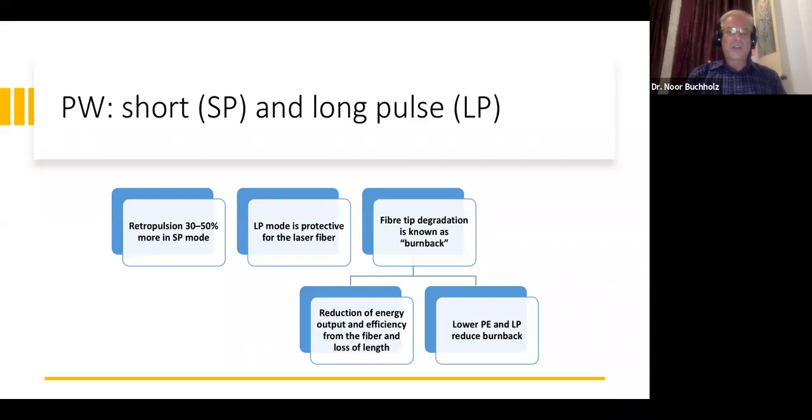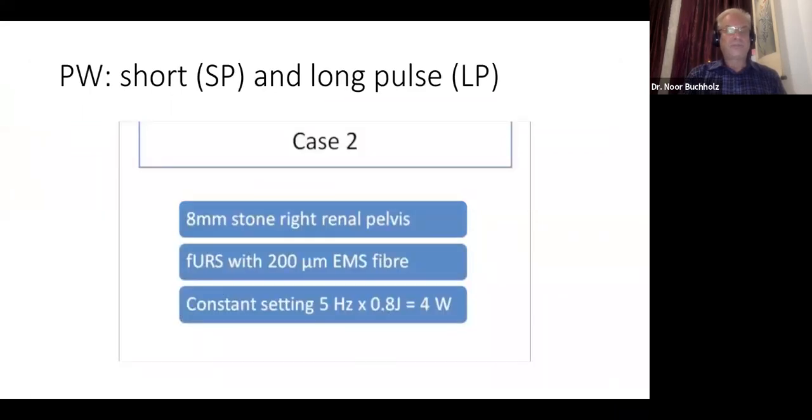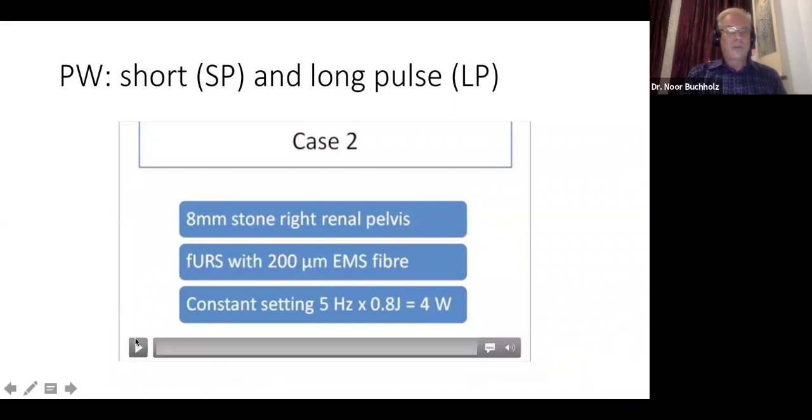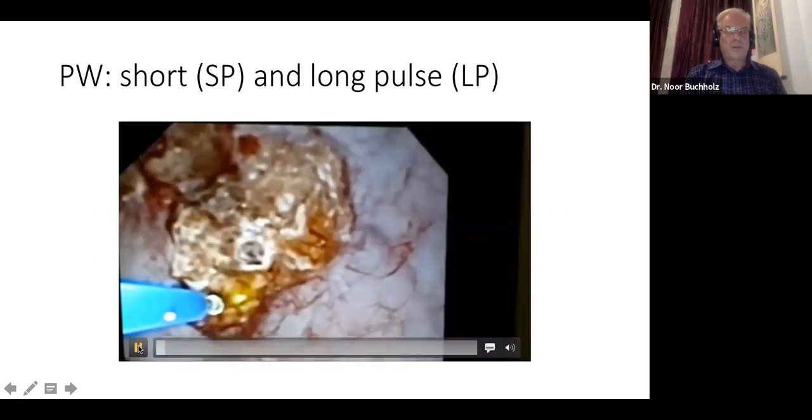And that reduces the energy output and the efficiency of the laser, or of the fiber rather. So if you have a setting with a lower energy and a long pulse, that reduces the burn back of the laser fiber. Now I will demonstrate the effect of short and long pulse.